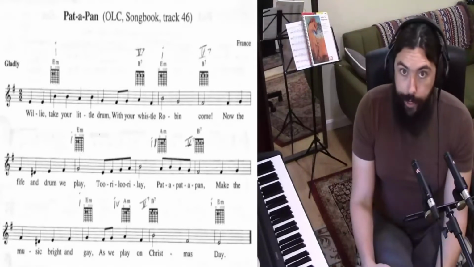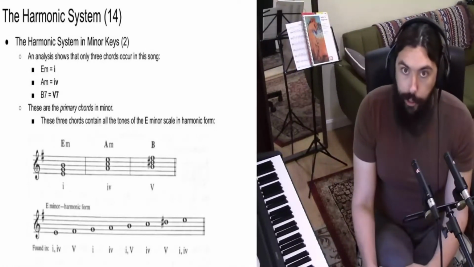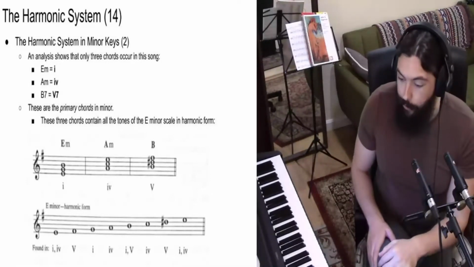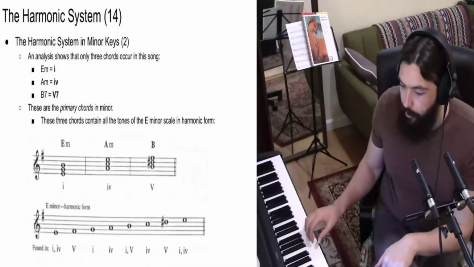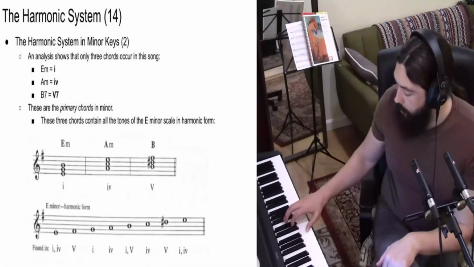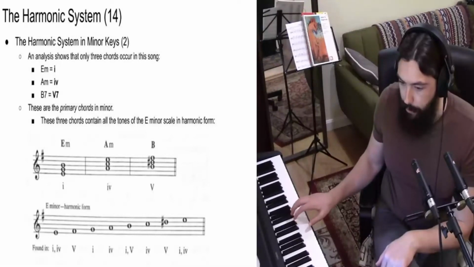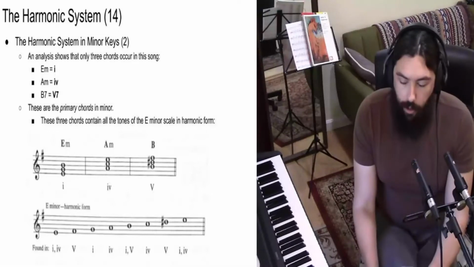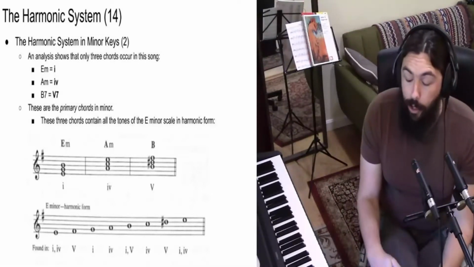there are only three kinds of chords, right? We've got E minor, right? And that's going to be your 1 chord. We've got A minor, and that's going to be your 4 chord. And we have B7. That's going to be your 5/7 chord, right? So E minor, A minor, and B7. Okay, so these three chords contain all the tones of the E minor scale in its harmonic form.